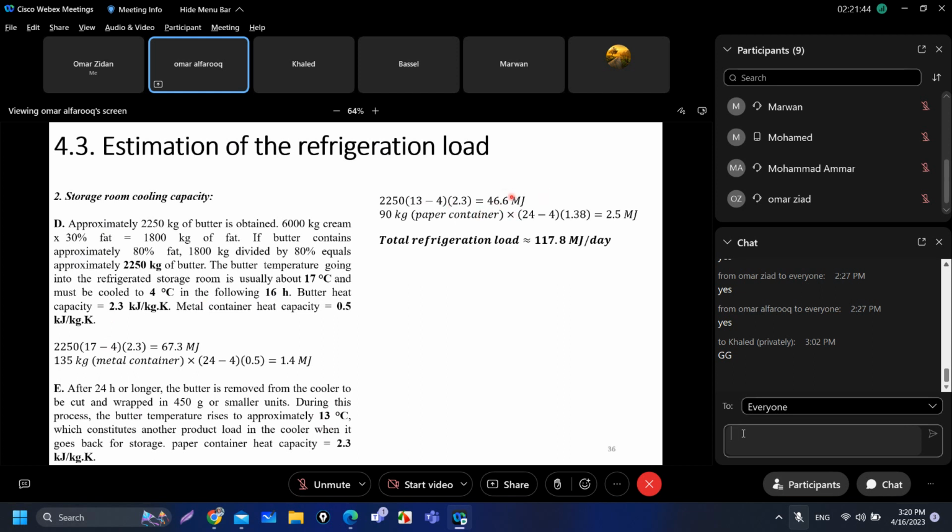Also during this step, we take the butter from the metal container to the paper container. We also reduce the temperature of the metal container, let's say from room temperature to 4, which is the butter's final temperature. We have this amount of load. If we add them all, we have this amount of refrigeration load for the storing capacity in one day.